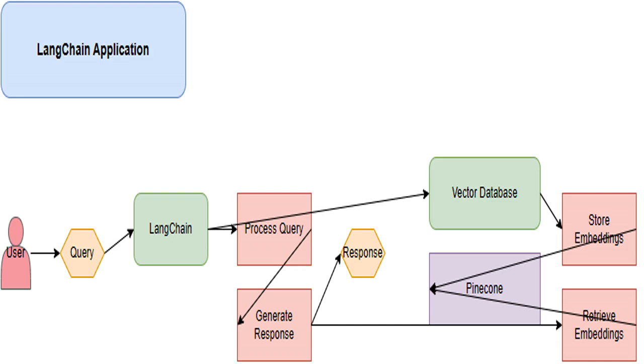A storage system for storing and retrieving information in a structured format. Stores embeddings, vector representations of information, and allows retrieval based on similarity. Searches. LangChain. Data flow. Provides relevant information to LangChain for response generation.